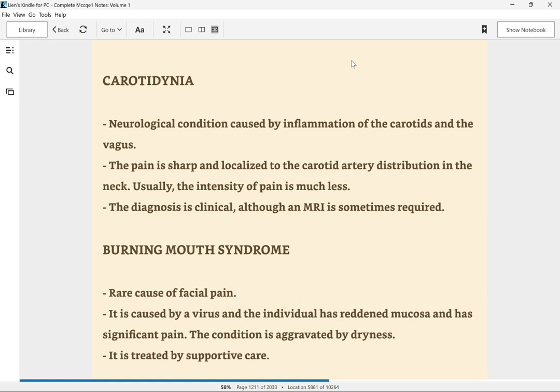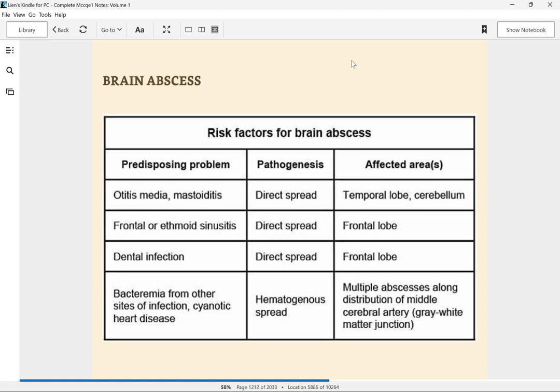Burning mouth syndrome, a rare cause of facial pain. It is caused by a virus and the individual has reddened mucosa and has significant pain. The condition is aggravated by dryness. It is treated by supportive care. Brain abscess.